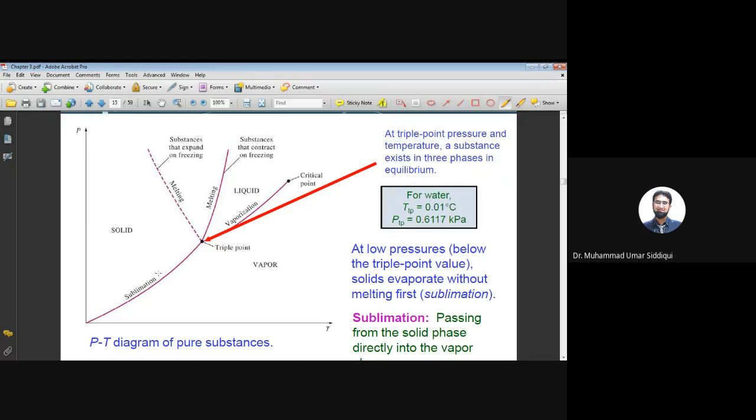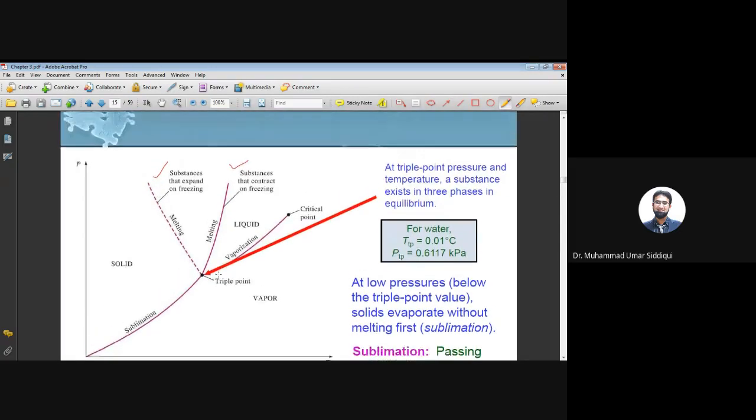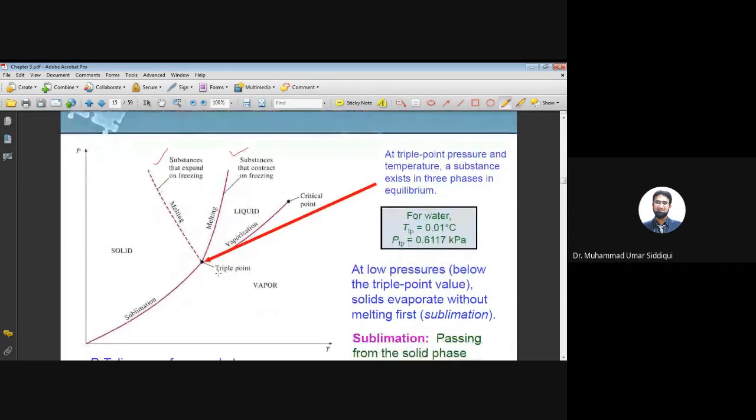So you have a sublimation process, then you have a vaporization process between liquid and vapor, and a melting process between liquid and solid. The melting line for substances that expand on freezing, like water, will be this, and for other substances that contract on freezing, it will be like this. This is again a PT diagram, not significant for our course, but you should know how to draw the diagram and what the processes are for the different lines.